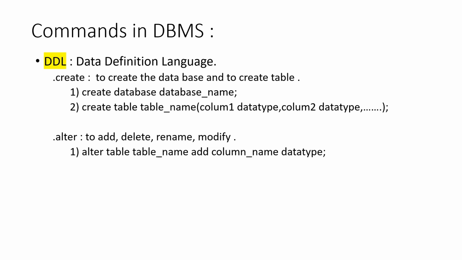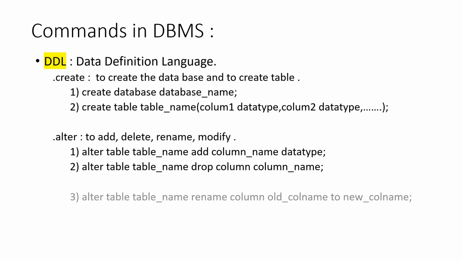So let's see the syntax to add a column in the table. Alter table, table name, followed by add, column name, and its data type. So here we are using the add keyword for adding a column using alter. Now let's see how to delete a column from a table. Alter table table name followed by drop column column name. Here we are using the drop keyword for deleting a column from the table.